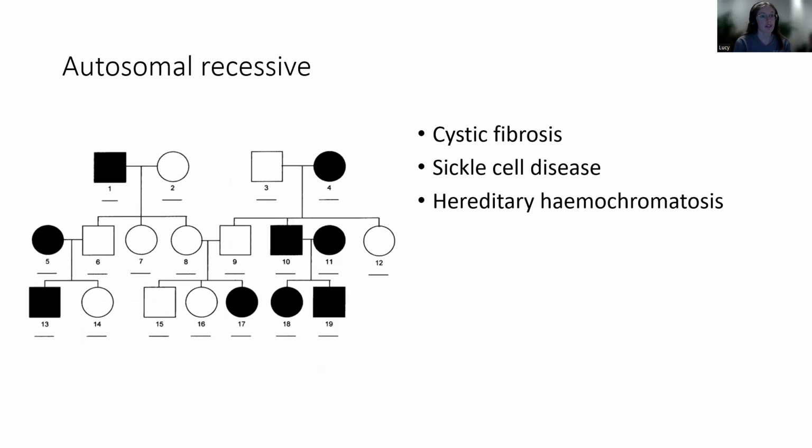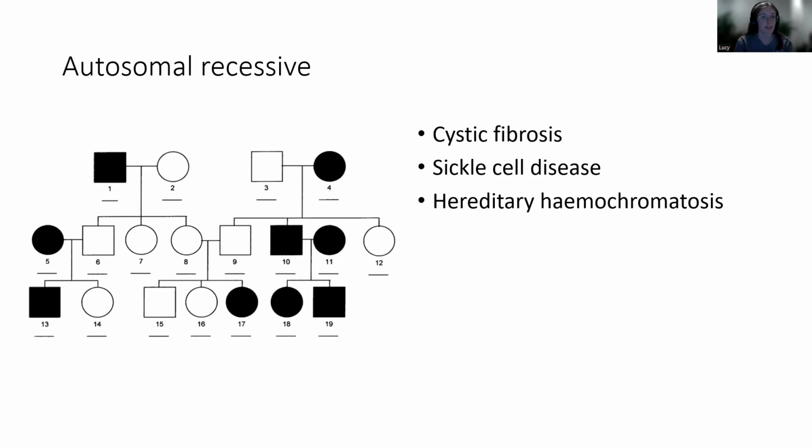An autosomal recessive condition is slightly different. It's a recessive allele. Therefore, you need two copies of this recessive allele to have the disease. I'd like you to focus on the family in the center with the parents 8 and 9. Neither of them have the disease as they're both white shapes. However, their child, 17, has the disease.